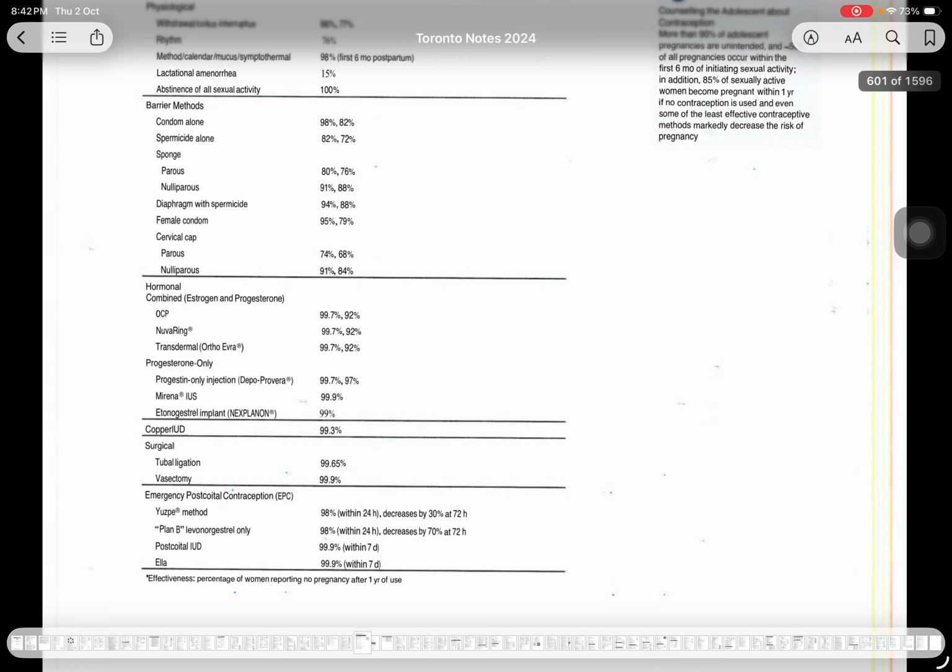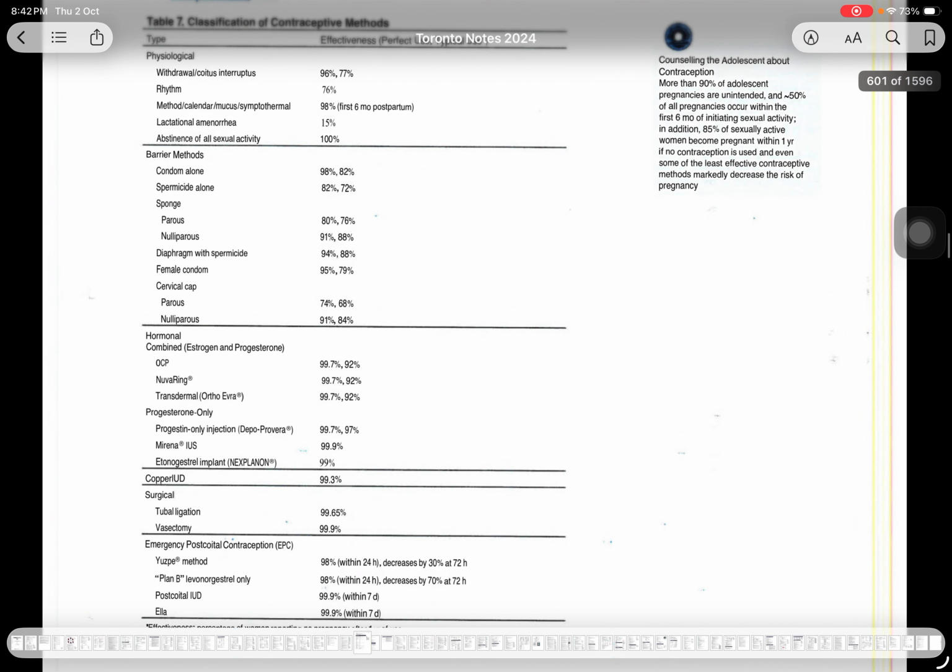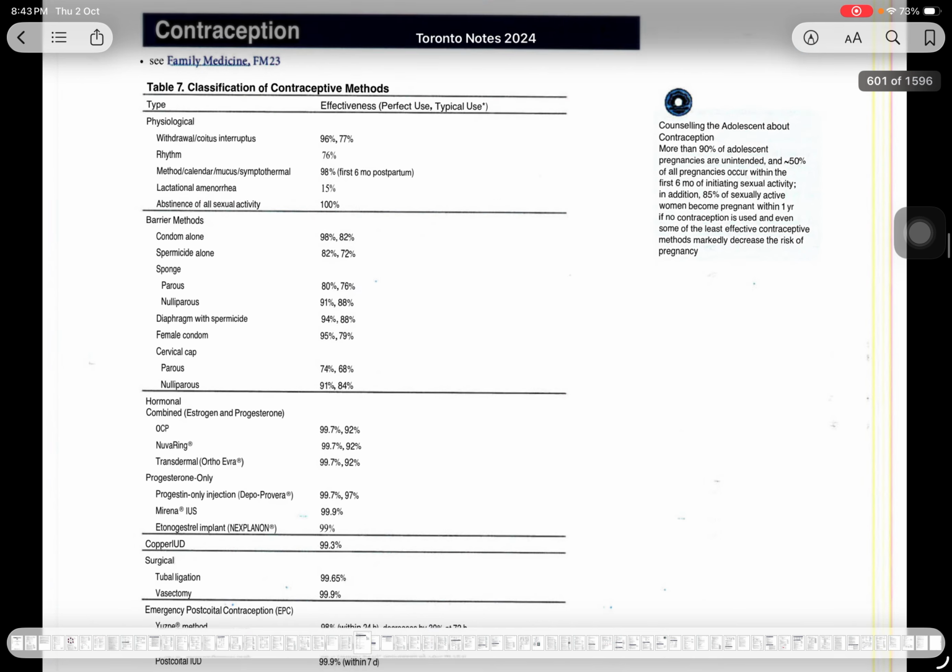Ella is another one, which is an emergency contraception, which is also very effective. Plan B, all the emergency ones are 98 to 99% effective. Whereas IUDs, copper IUD, or let's say the hormonal IUD, which is Mirena, or Nexplanon, are also very effective. Nexplanon is a subdermal device. These are all hormonal, but they're very, very effective.